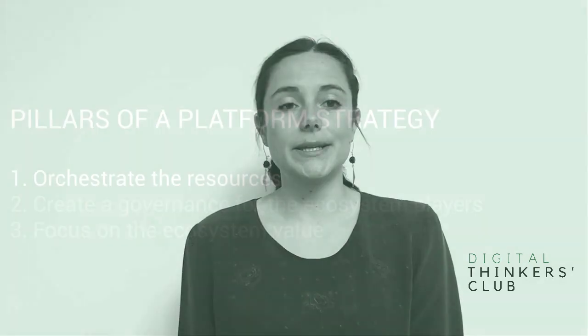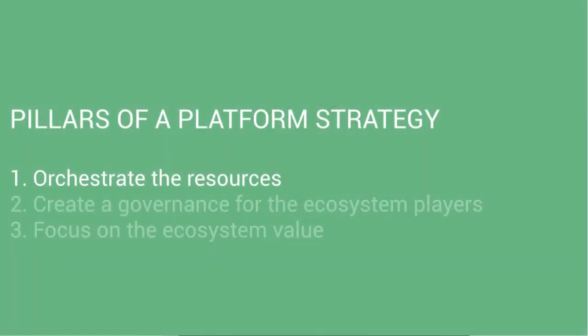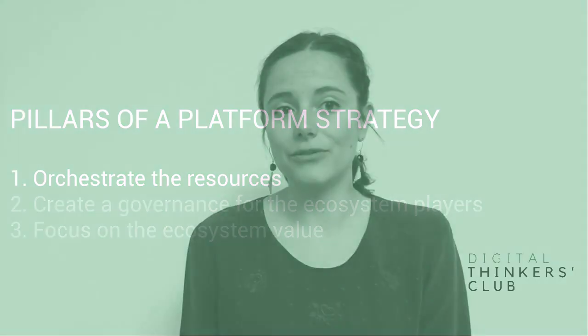So what is the strategy for a platform? It typically focuses on three things. The first one is to orchestrate the resources, and they're usually not the resources of the platform, hence the orchestration. When you think about it, for instance, the biggest resource for Uber is the cars, but they don't own the cars. So they need to rely on the drivers to be able to orchestrate the resources.